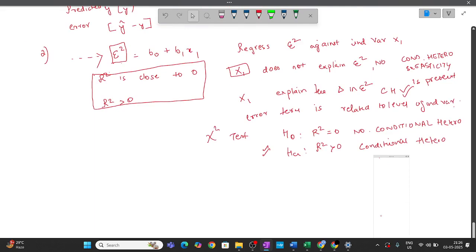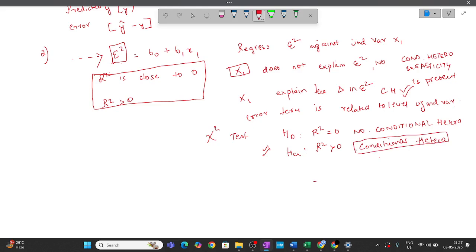देखो इतना डिटेल में वो लोग पूछेगा नहीं, मैं बस समझा रहा हूँ. ठीक है, ओके. So if you reject the null and favor the alternate, then conditional heteroscedasticity is there in the model.